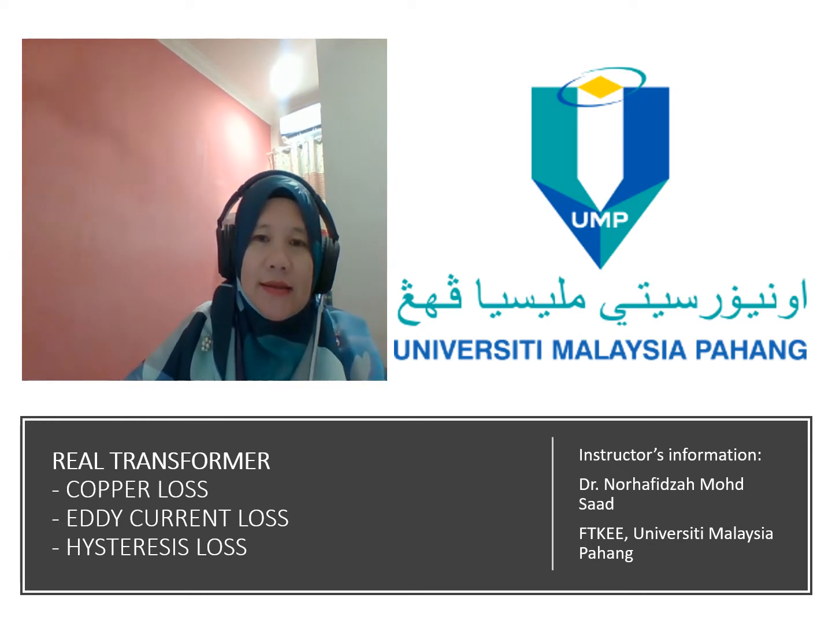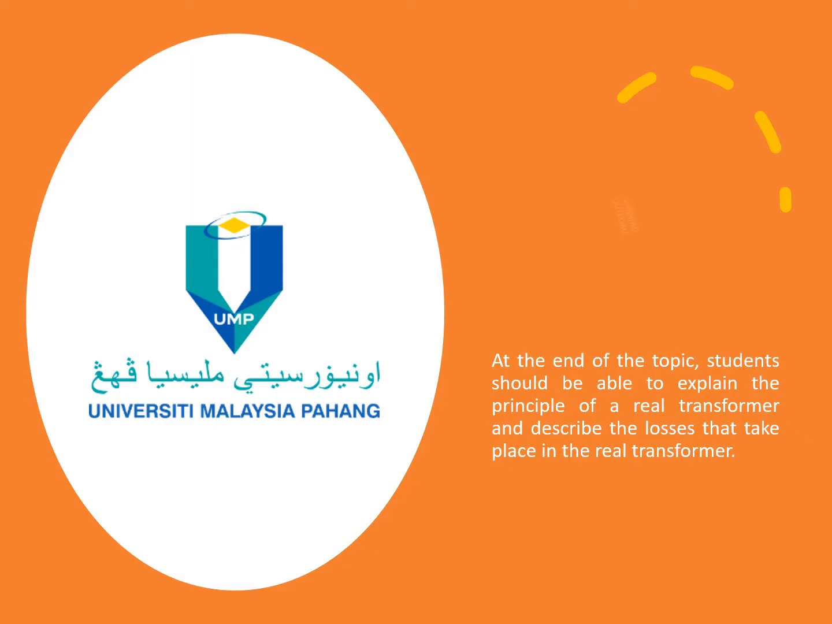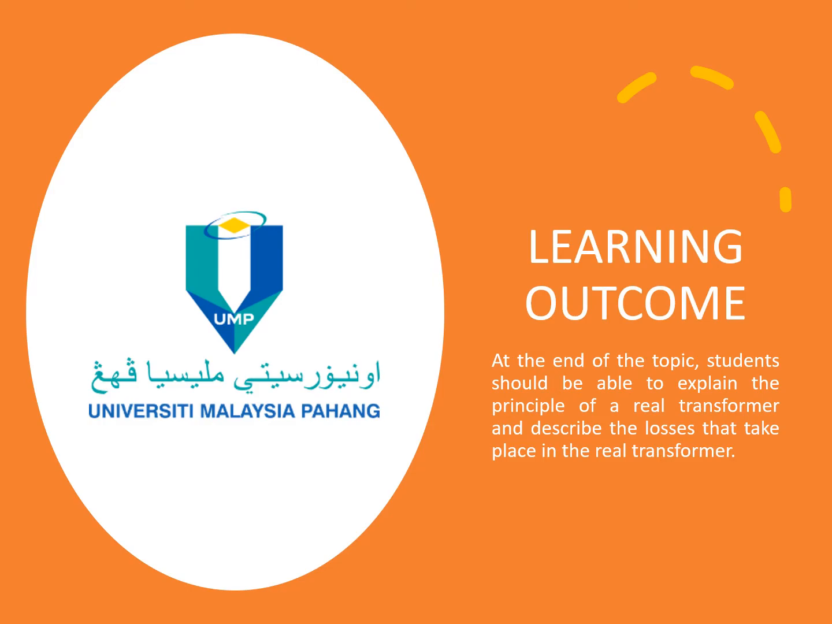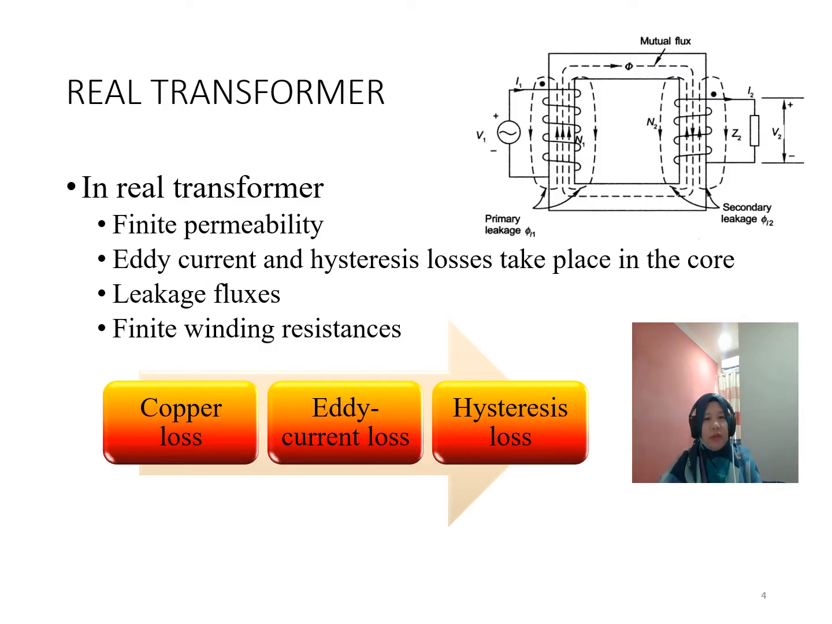In this subtopic, we will discuss the real transformer. In practical power transformers, although they are highly efficient, they are actually not a perfect device. For example, in small power transformers which are used in electrical equipment, the efficiencies are about 80 to 90%, whereas in commercial power line transformers, they have a high efficiency which exceeds 90%.